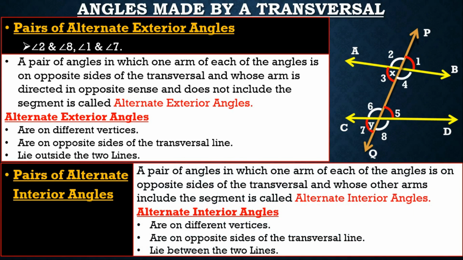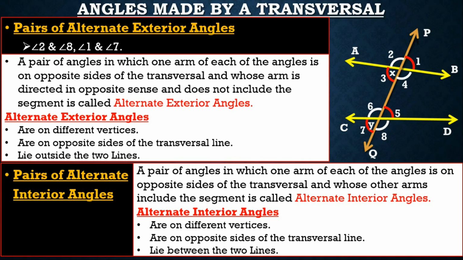A pair of angles in which one arm of each of the angles is on the opposite side of the transversal, and whose other arms include a segment, is called alternate interior angles. So, if we consider one angle, the other angle should be on the opposite side of the transversal, and whose other arms should be included in the segment.